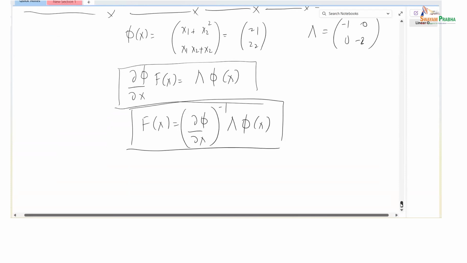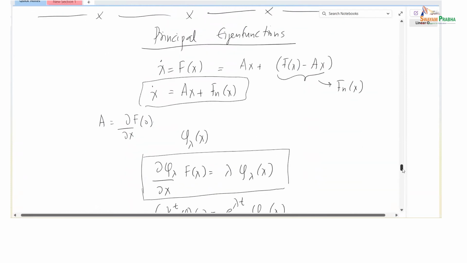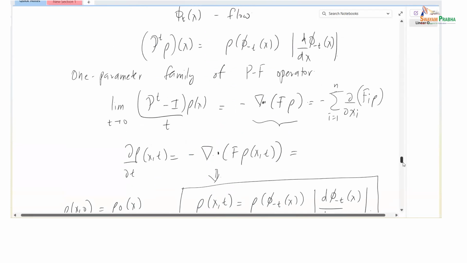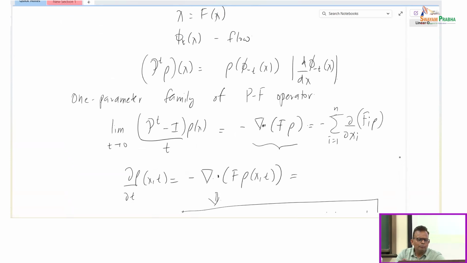So as I said, I think I missed one thing when I was talking about the Perron-Frobenius. So let me just go back to it. I'll just make a passing remark and then move on, because I think we are not going to spend a lot of time on that, right?